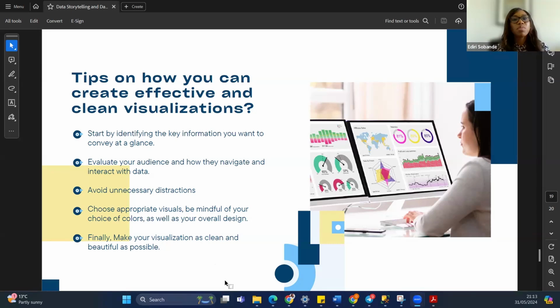offensive to the eyes. You know when it becomes offensive to the eyes? When you have colors splashed all over, sharp colors, shouting at the user. Some people have color blindness. Put them into consideration. Some people use glasses. Put those into consideration as well. So be mindful of how you use colors and make your visual as clean and beautiful as possible. Thank you so much.